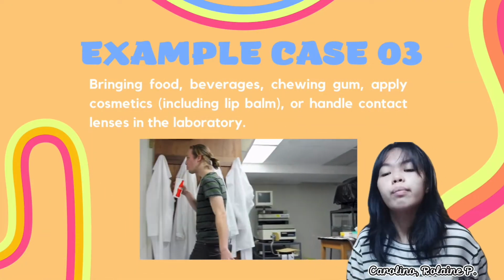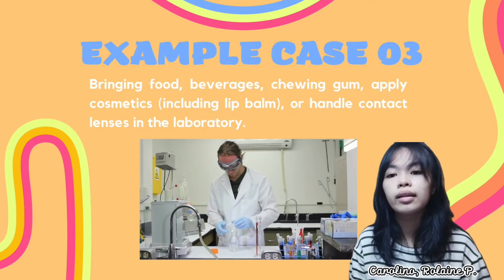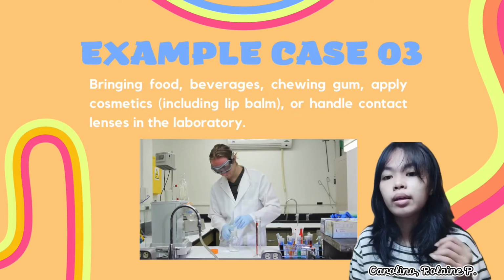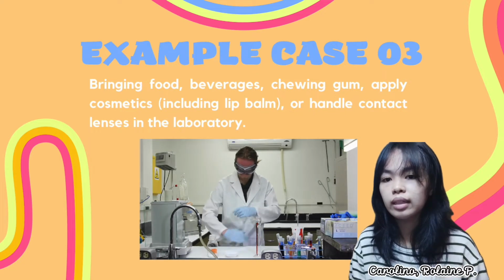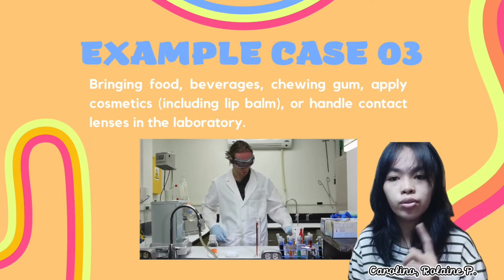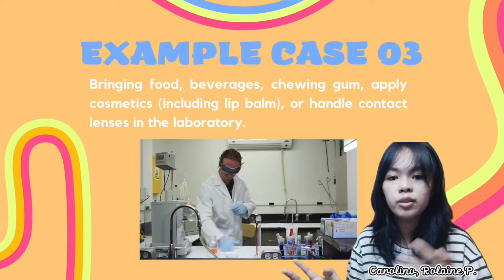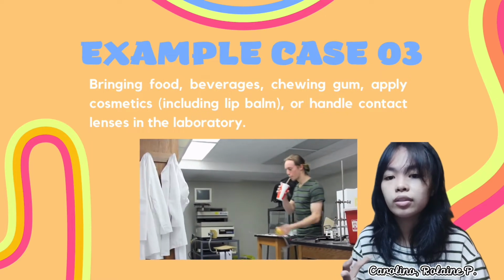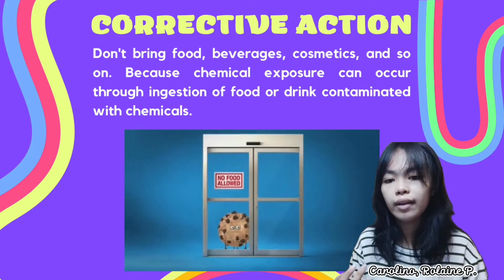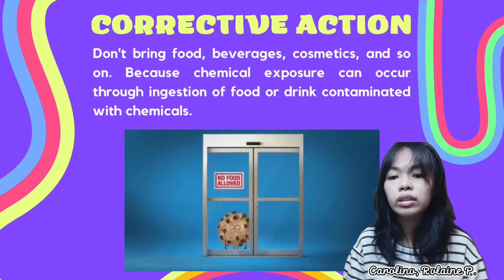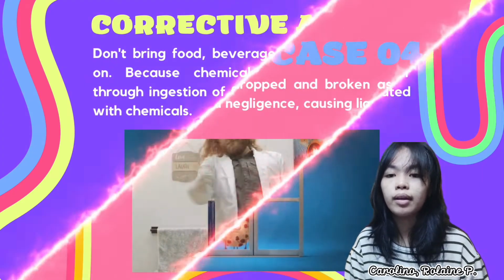Example case number 3. Bringing food, beverage, chewing gum, applying cosmetics including lip balm, or handling contact lenses in the laboratory. Chemical exposure can occur through ingestion of food or drink contaminated with chemicals. This type of contamination can occur when food or drinks are brought into a lab or when food or drinks are stored in refrigerators, freezers, or cabinets with chemicals. And the corrective action for that is don't bring food, beverage, cosmetics, and so on. Because chemical exposure can occur through ingestion of food or drink contaminated with chemicals.